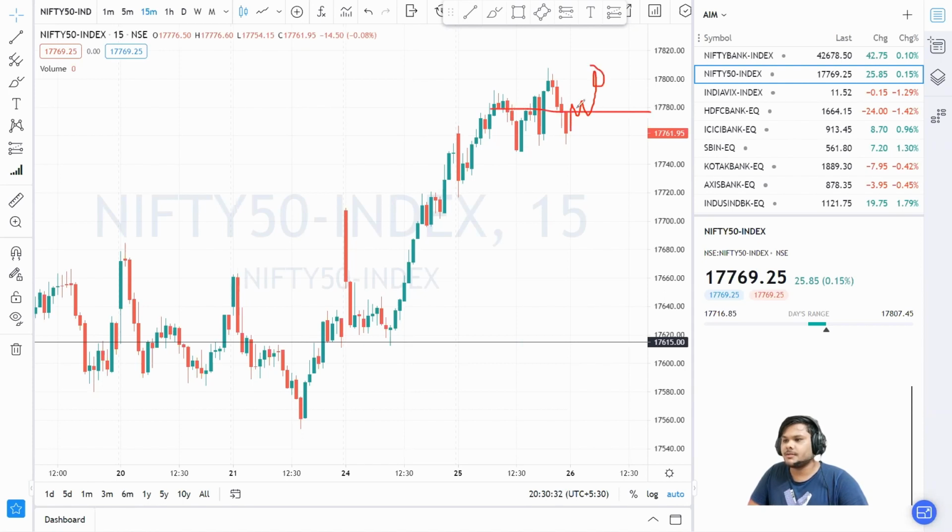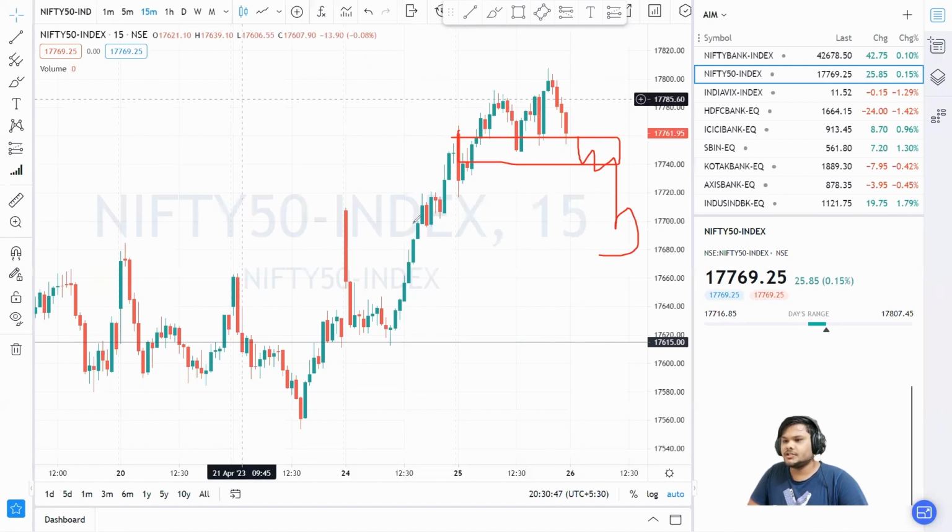If it opens gap up or as I said in one day candle that if it trades above 7,780 or round level 7,800, then you can consider it for buying. Target will be around 7,850 to round level 7,900. But let's assume that if it opens gap down or if it trades below 7,750 or 40 and shows negative movement, then you can consider it for selling. Target will be around 7,700 first.